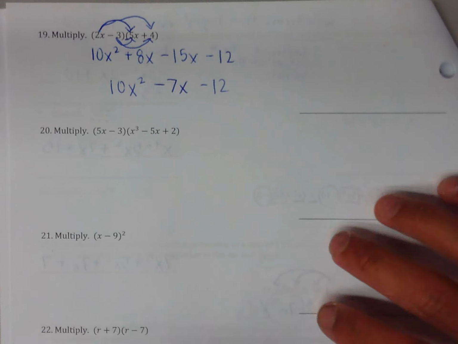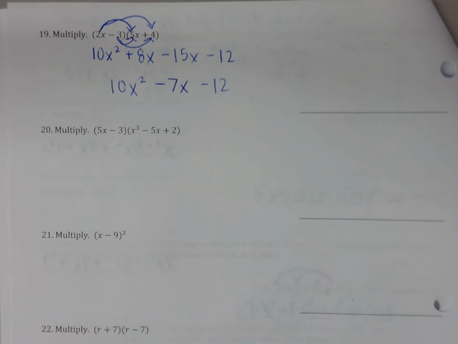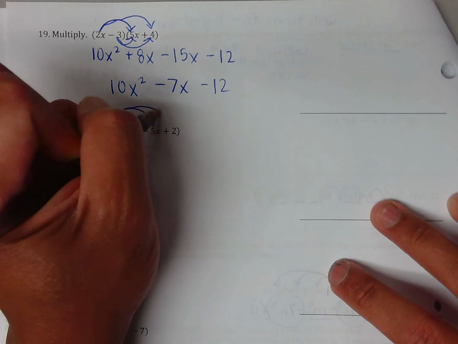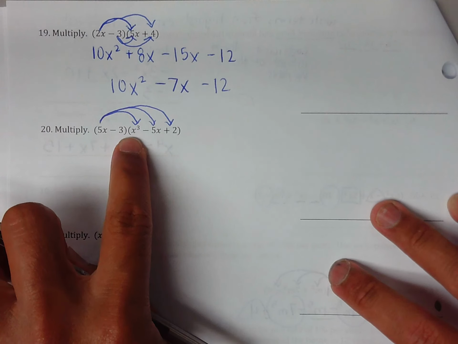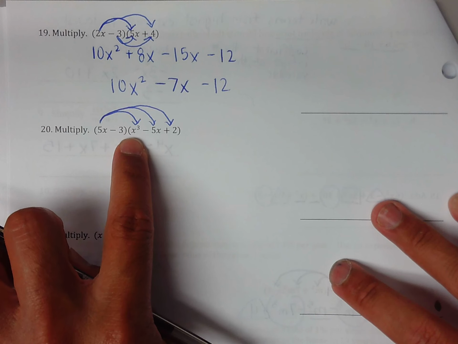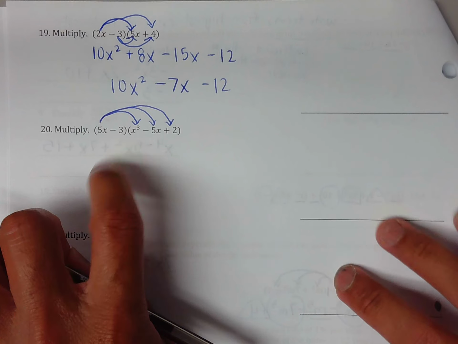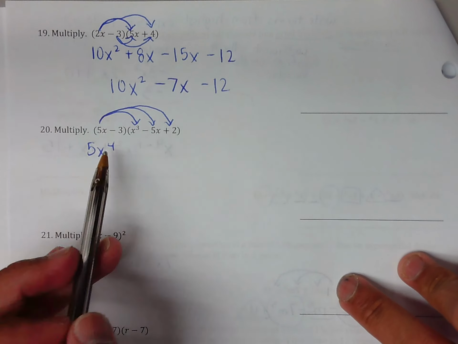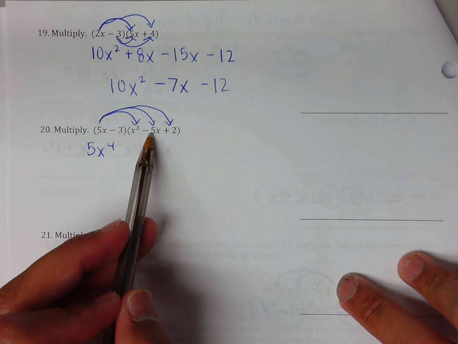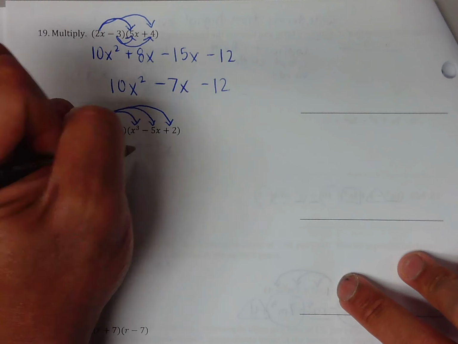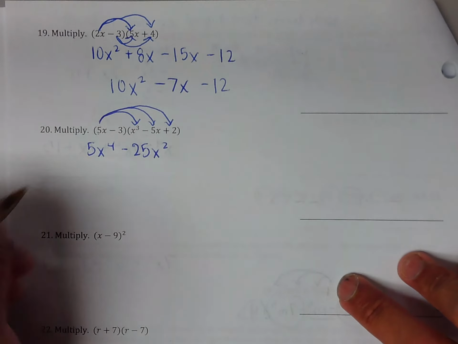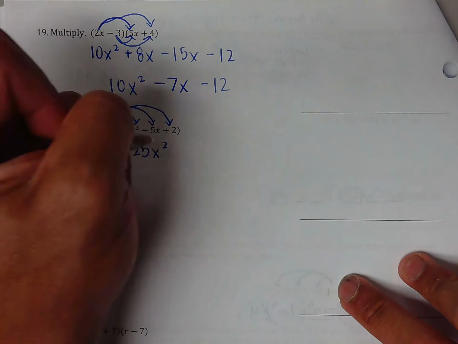All right, next, question number 20. This one looks a little bit different, but same line of thinking, right? We have to distribute this 5x to all three of these. So 5x times x cubed, using our exponent rules, gives us 5x to the fourth power. Let's see, 5x times negative 5x gives us minus 25x squared. And then 5x times 2 gives us 10x.